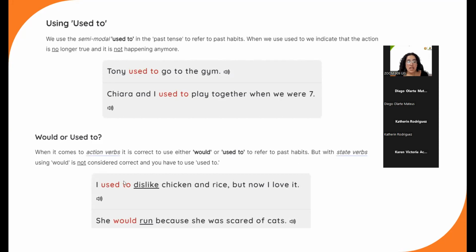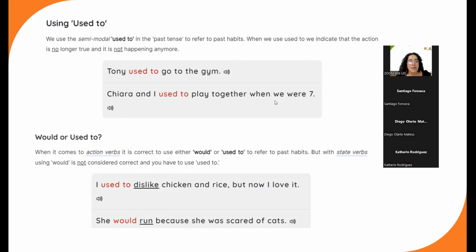So we can say, I used to dislike chicken and rice, but now I love it. We cannot say, I would dislike chicken and rice, no? With state verbs, would is incorrect, okay? We can say with action verbs, she would run because she was scared of cats, okay? Is this clear? So when to use both, used to or would, and when to use only used to, okay?